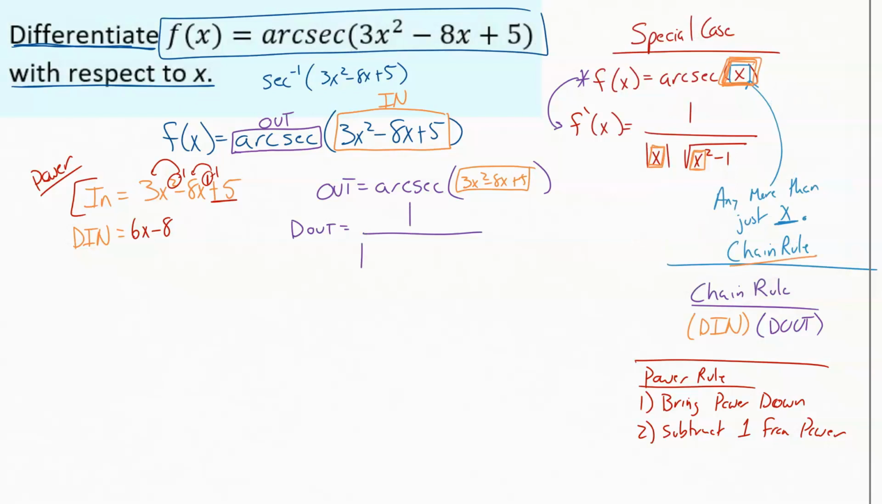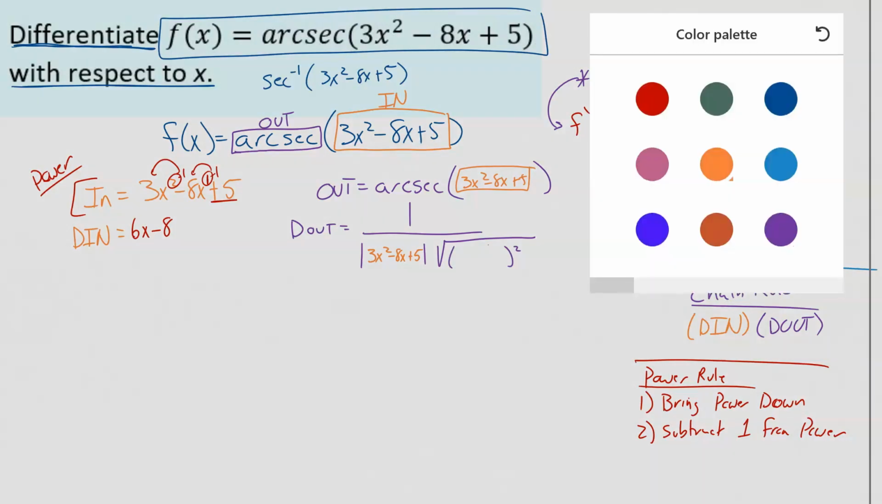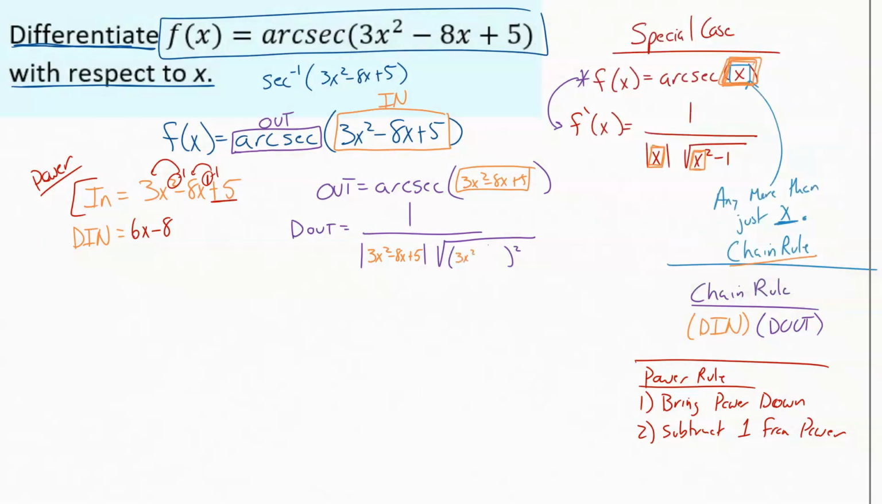So our derivative on this is going to end up being, following our special case, 1 over the absolute value, and instead of x, we have all that stuff that replaced x, 3x squared minus 8x plus 5, and then we're going to multiply that by the square root of, and again, that's all that same stuff inside there. Probably going to need a little more room because this thing's a little long. So squared. So that x is all the stuff that replaced x. So 3x squared minus 8x plus 5, and then the rule has that little minus 1 at the end. So that is the derivative of the outside piece.